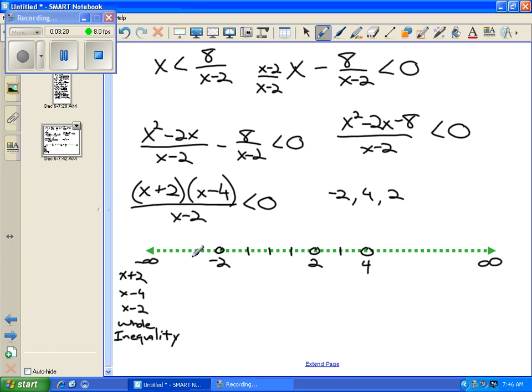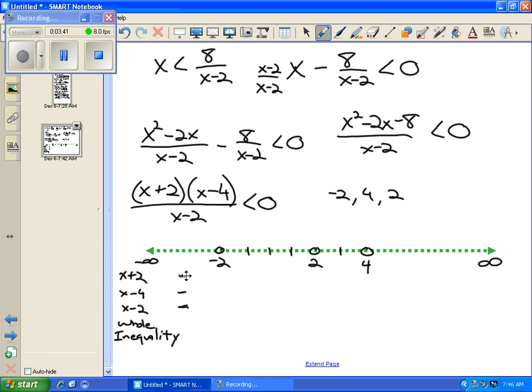Okay, so I want to plug in a value between negative 2 and negative infinity. So you can try negative 3. And you can just do this in your head. When I plug negative 3 into x minus 2, I get a negative number out. So I'm just going to put a little negative sign there. When I put negative 3 in here, I get a negative number out. So I'm going to put another negative. When I put negative 3 in here, I get a negative number out.